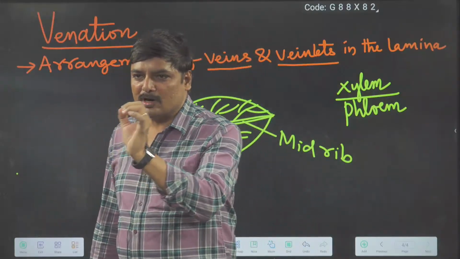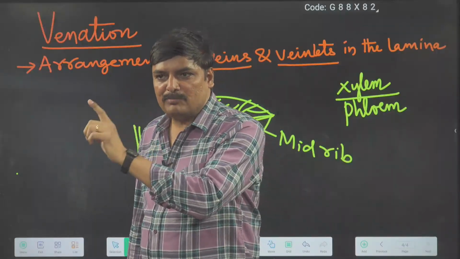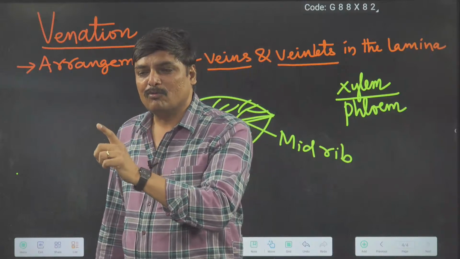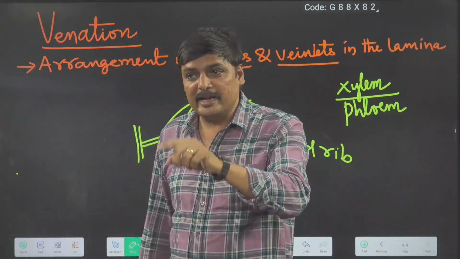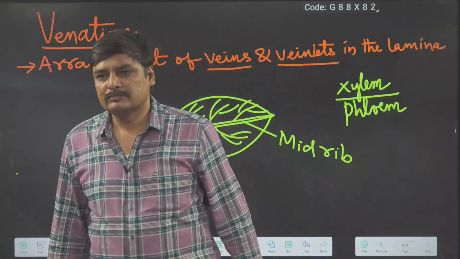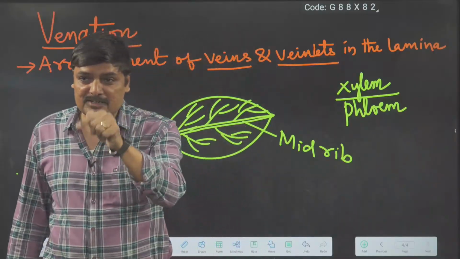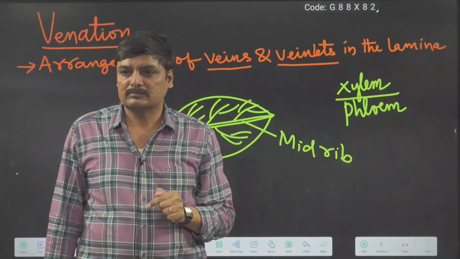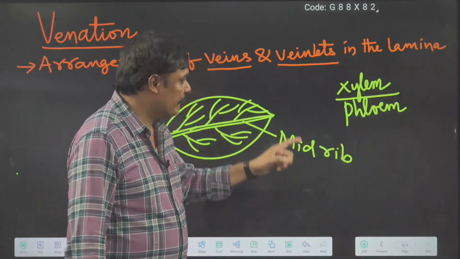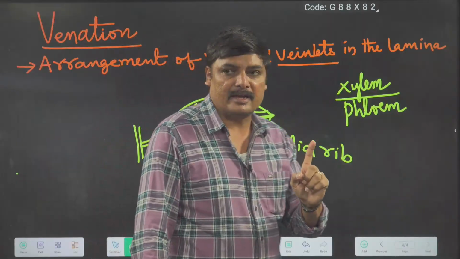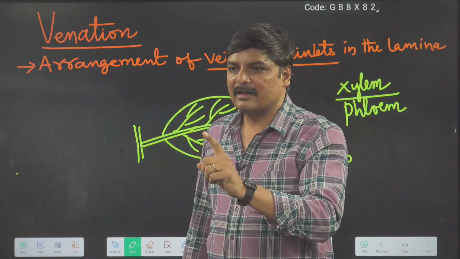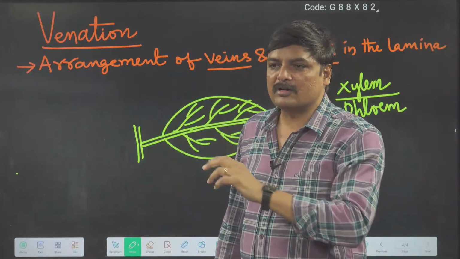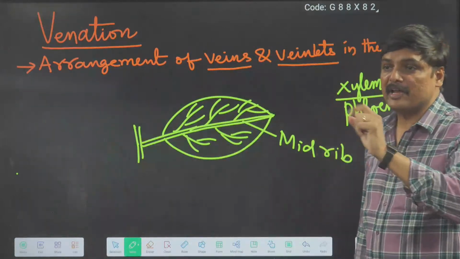They transport water and food material from stem to the leaf and from leaf to the stem, vice versa. Water is from stem into the leaf, food is from leaf into the stem, because food is synthesized in the leaves. Leaves are the major organs of photosynthesis. So veins carry food material and water through these vascular tissues. That is the main function.